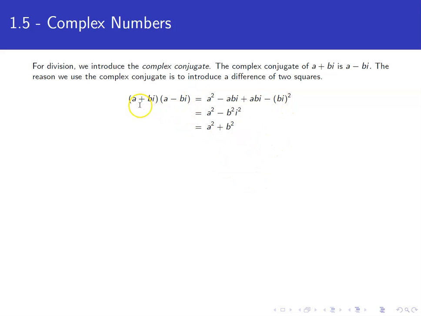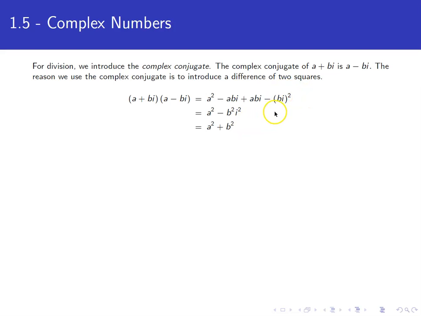What I mean by that is that if I take a complex number and multiply it by its complex conjugate, notice that the middle terms, the minus ABi and the plus ABi, cancel each other out. We get a difference of two squares, A squared minus (Bi) squared.